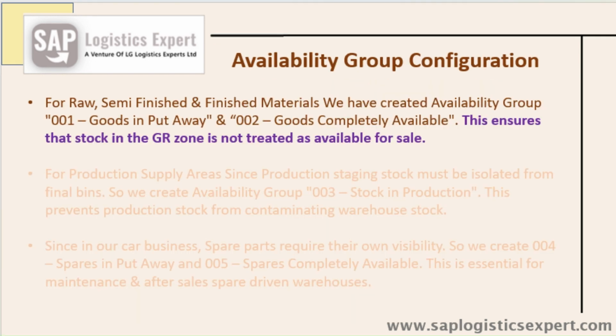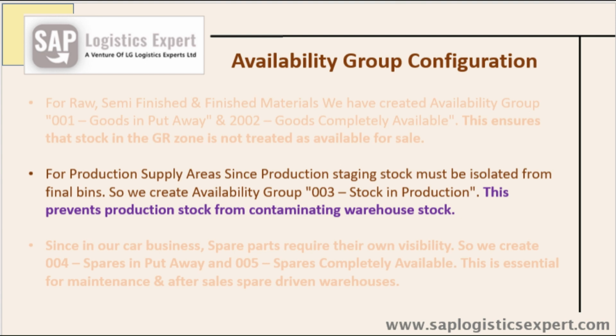Availability group configuration. For raw, semi-finished and finished materials we have created availability group 001, goods in put-away, and 002, goods completely available. This ensures that stock in the GR zone is not treated as available for sale. For production supply areas, since production staging stock must be isolated from final bins, we create availability group 003, stock in production. This prevents production stock from contaminating warehouse stock.